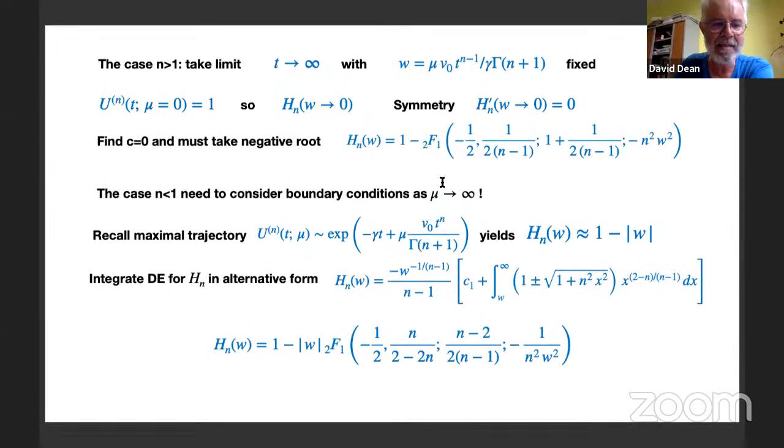Now, when n is less than 1, you need to consider the boundary conditions as mu goes to infinity, because you want to consider the case w of order 1. As n is less than 1, you can see here that mu will have to go to infinity to keep w of order 1. So this changes the analysis. And the interesting thing is that we can no longer use the boundary conditions at w equals 0 to solve the problem.